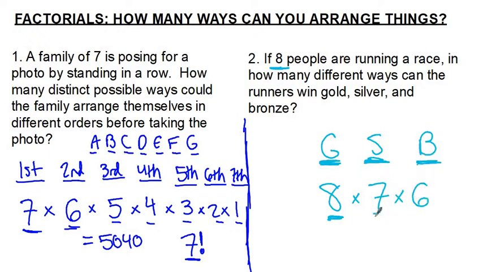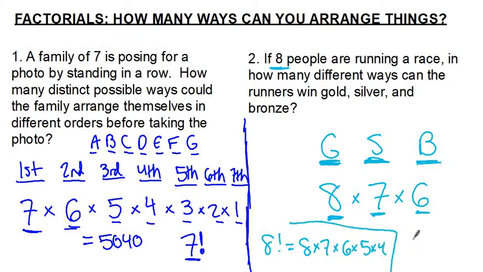times 6 to win bronze. Now, you don't want to put 8 exclamation in the calculator because 8 exclamation means this. It means 8 times 7 times 6 times 5 times 4. A better way to put this in the calculator is 8, and then there's something called P, which I'll tell you about in the next video. It means permutation, but you are picking 3 people here. So that's how I remember it. I remember 8 pick 3, 8P3.